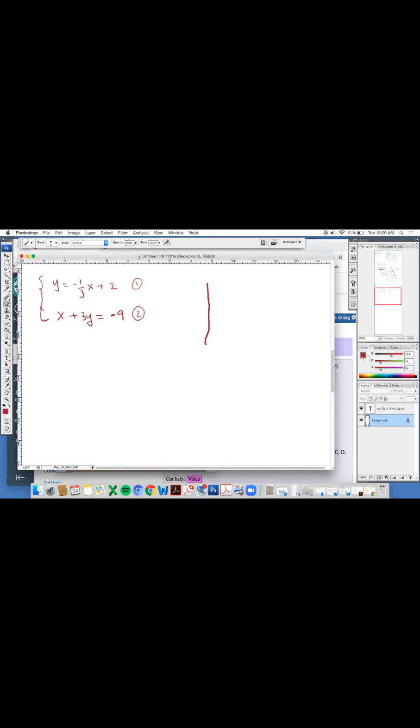Oops. I'm laughing at myself because I can't draw a straight line at all. There we go. That's better. I'm much better on the whiteboard, I think.